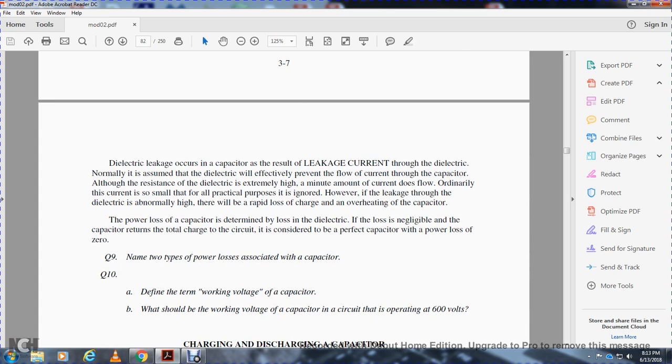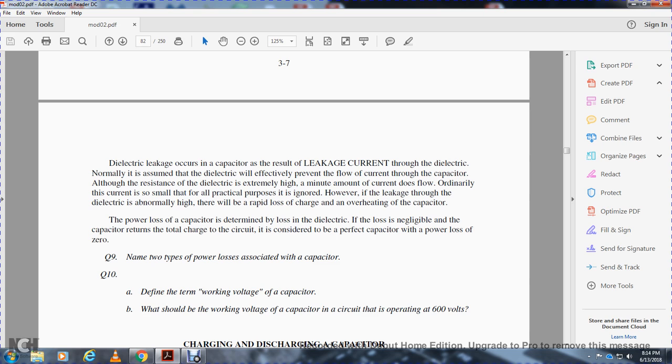All right, dielectric leakage occurs in the capacitor as a result of leakage current through the dielectric. Normally, it is assumed the dielectric prevents the flow of current through the capacitor, although the resistance of the dielectric is extremely high, a minimum amount of current does flow. Normally, the current is small, so the power loss for practical purposes is ignored. However, if the leakage through the dielectric is abnormal, the rapid loss of charge and overheating of the capacitor can result.